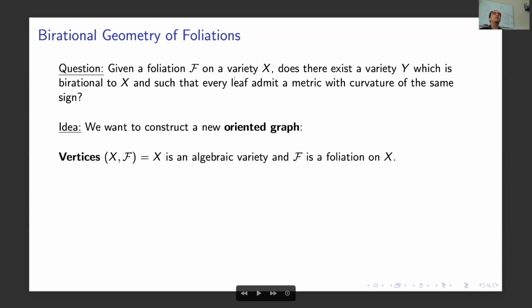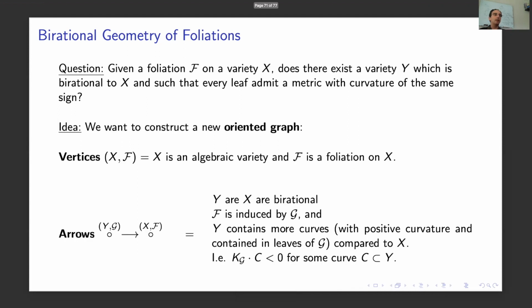So what are the vertices? The vertices are pairs (X, F) where X is an algebraic variety and F is a foliation on X. As I mentioned, this is a larger graph than before, because every given algebraic variety admits many, many foliations. Now, what are the arrows of this graph?